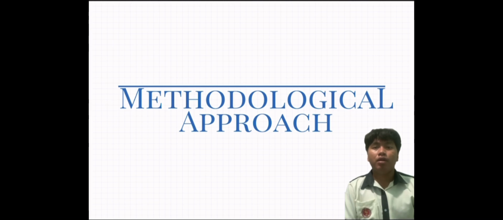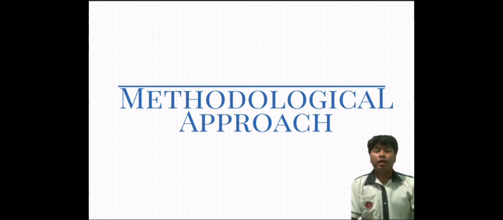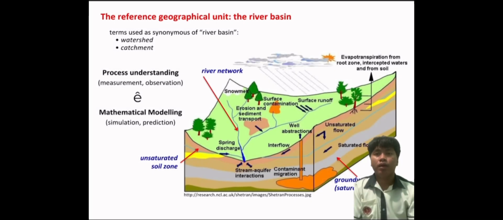Now let's begin by looking at the basic geographical unit used in hydrology, the river basin. The reference geographical unit, the river basin. This image shows the river basin, which is the main reference unit in hydrology. You may also hear it referred to as a watershed or catchment.